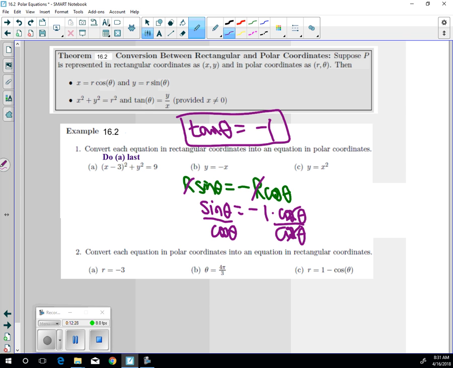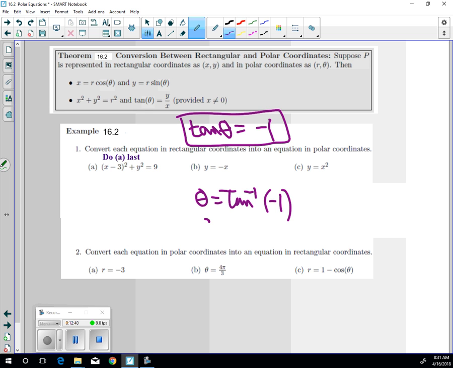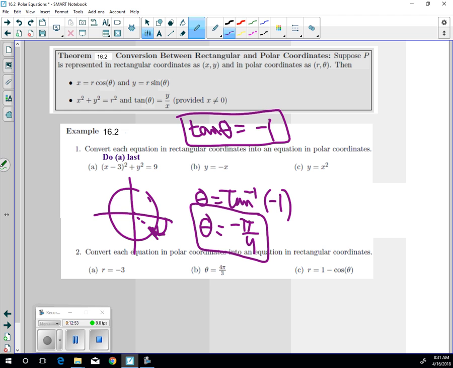And if you want to, you could solve for theta, the inverse tangent of negative 1. In fact, let's do that. You got this part. That's good. Well, let's keep going here. So theta is the inverse tangent of negative 1. And what is the inverse tangent of negative 1? Where is it that the tangent is negative 1? What angle is this? Negative pi over 4. That's your actual answer right there. These two are equivalent, which is pretty awesome.